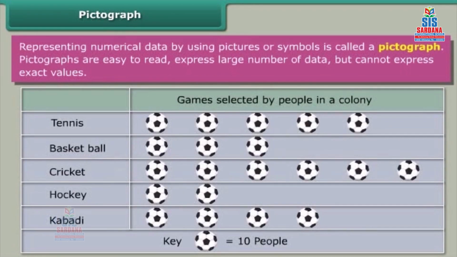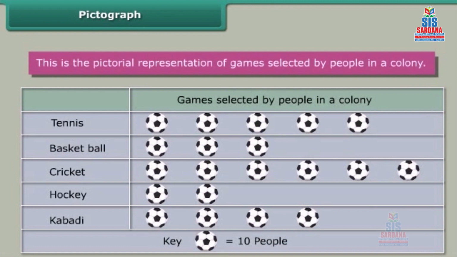Pictograph. Representing numerical data by using pictures or symbols is called a pictograph. Pictographs are easy to read, express a large number of data, but cannot express exact values. This is the pictorial representation of games selected by people in a colony.